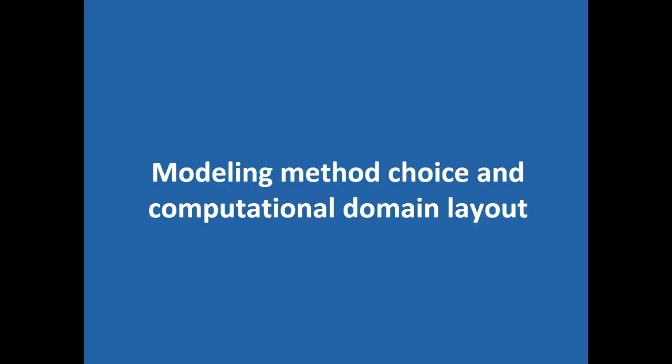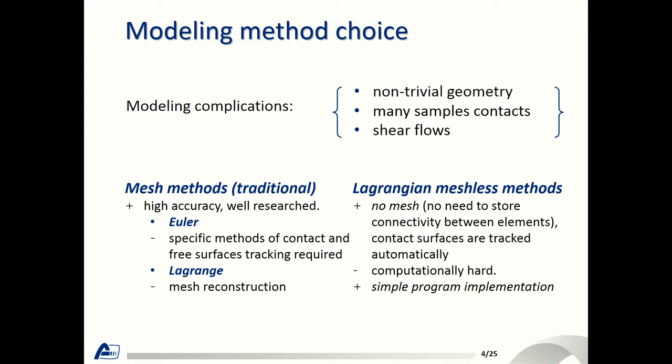So how to do it? Modeling method choice and computational domain layout. There are some modeling complications because we have non-trivial geometry, many, many spheres, many contacts, and shear flows are expected. If we choose traditional mesh methods, we obtain high accuracy, but they will require a lot of resources. If we choose the Euler view, we will have to use specific methods of contact and free surface tracking. If we use the Lagrange point of view, then we will have to use mesh reconstruction.